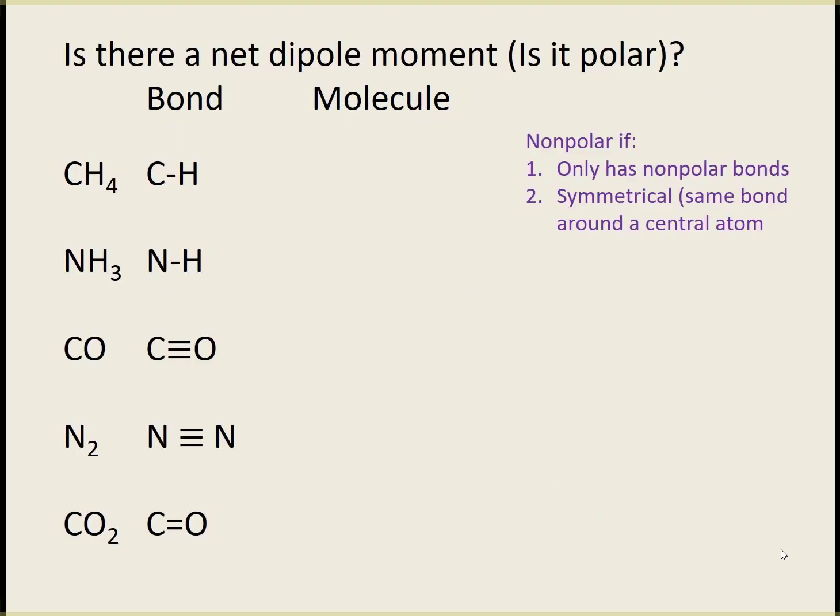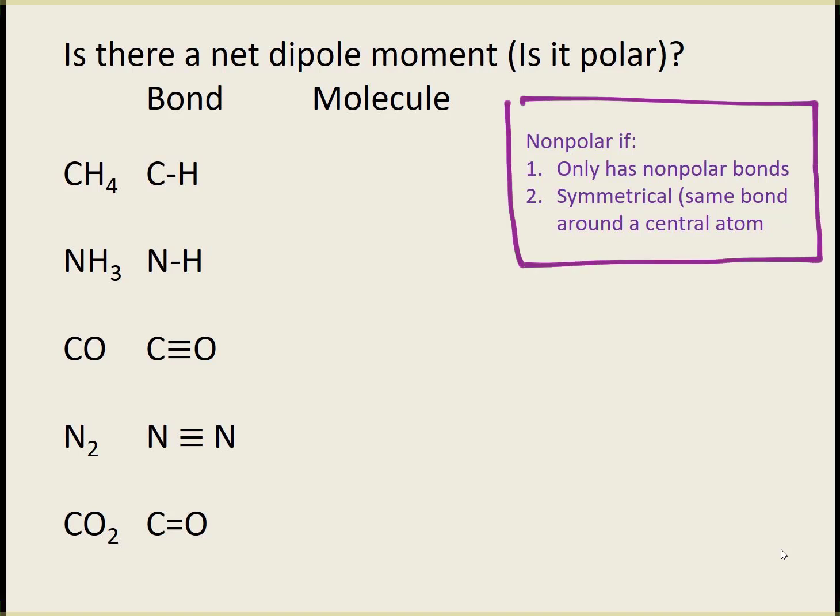So let's just go through and practice figuring out if a molecule is polar or nonpolar. And remember, this is what we're looking for. We're looking for if it has only nonpolar bonds, and we're also looking for symmetry. So if we have those 2 things, it's going to be nonpolar. Let's look at the first one, methane. We've seen this before. I can sketch this out. So carbon with 4 hydrogens around it.